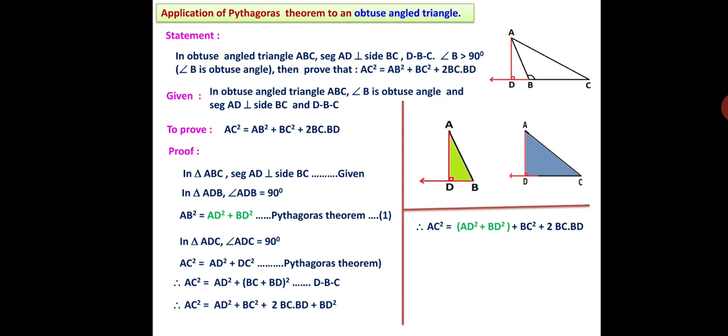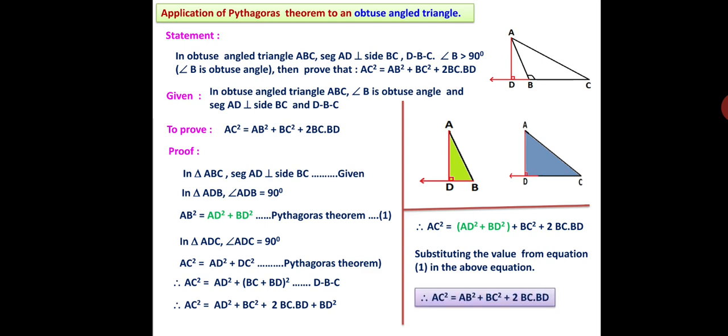Therefore AC square is equal to AD square plus BD square plus BC square plus 2BC into BD. Friends, once again you can see here that the value of AD square plus BD square is nothing but AB square. From equation 1 we will substitute that value in the above equation and we will get AC square is equal to AB square plus BC square plus 2BC into BD.